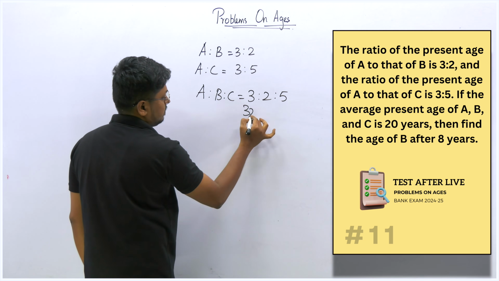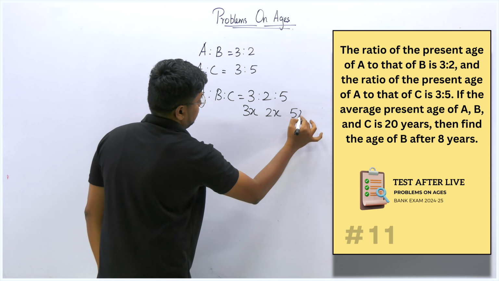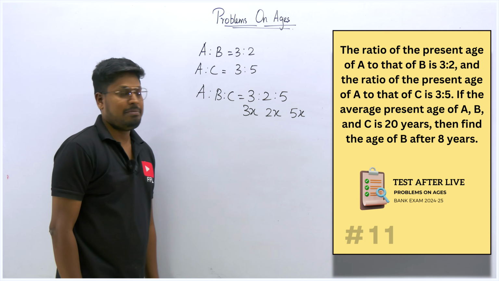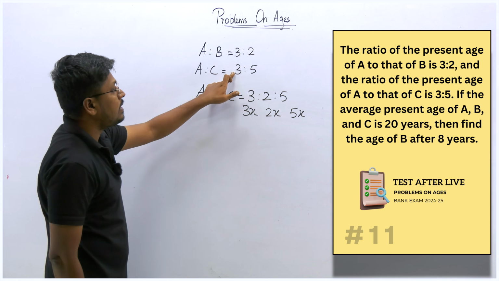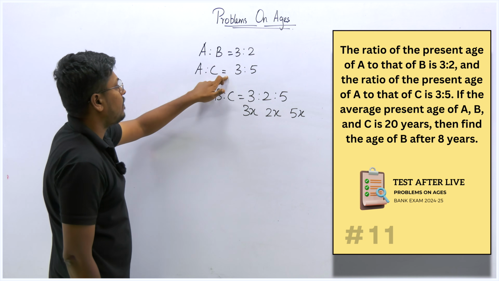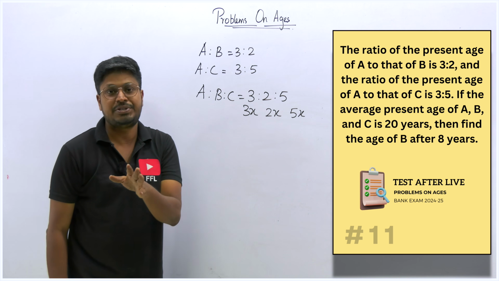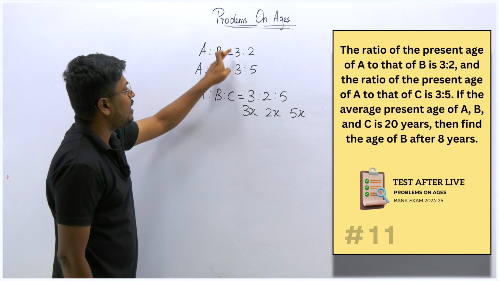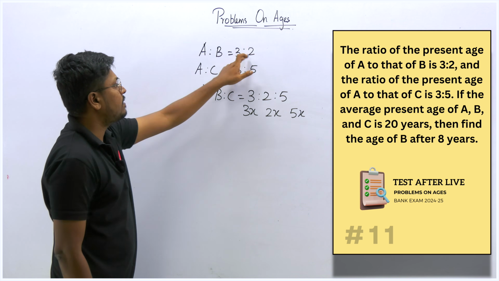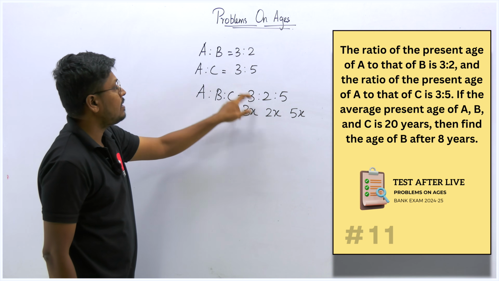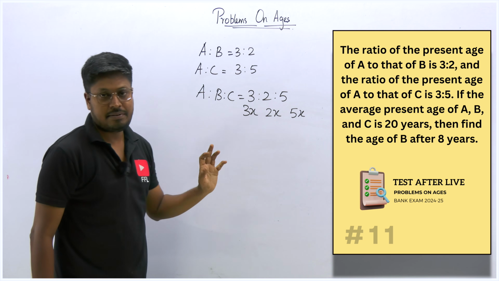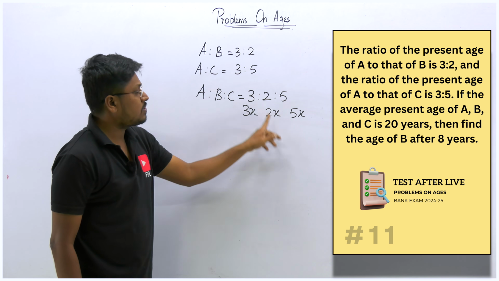So 3x. So friends, understood or not? Because if the A value is different here and the A value is different there, then you have to find A is to B is to C by using the technique, you have to find the combined ratio. But here, according to the question, both the A values are the same. So B and C are different. So we can consider A as 3, B directly 2, C directly 5. So their ages are 3x, 2x, 5x.